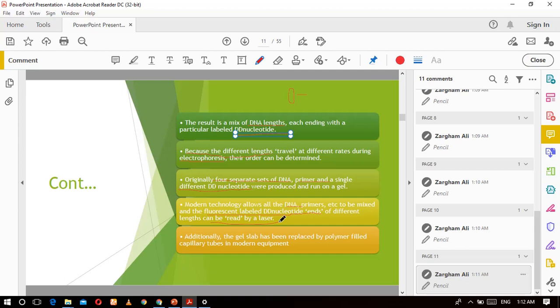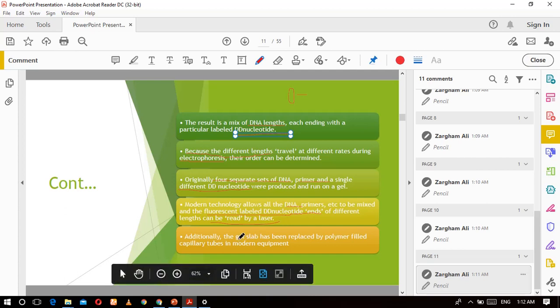Additionally, in modern technology we also remove the gel slab and replace it with polymer-filled capillary tubes.